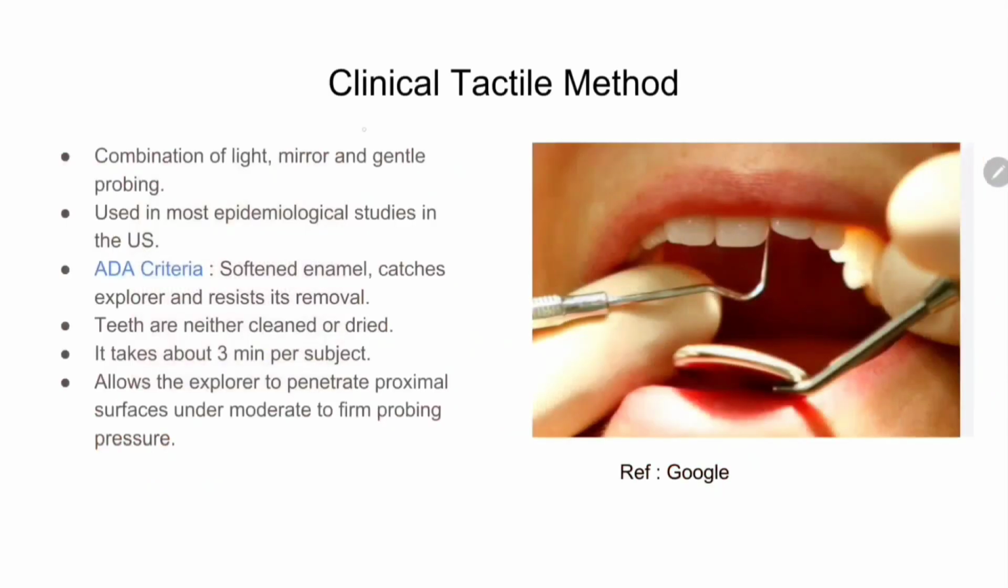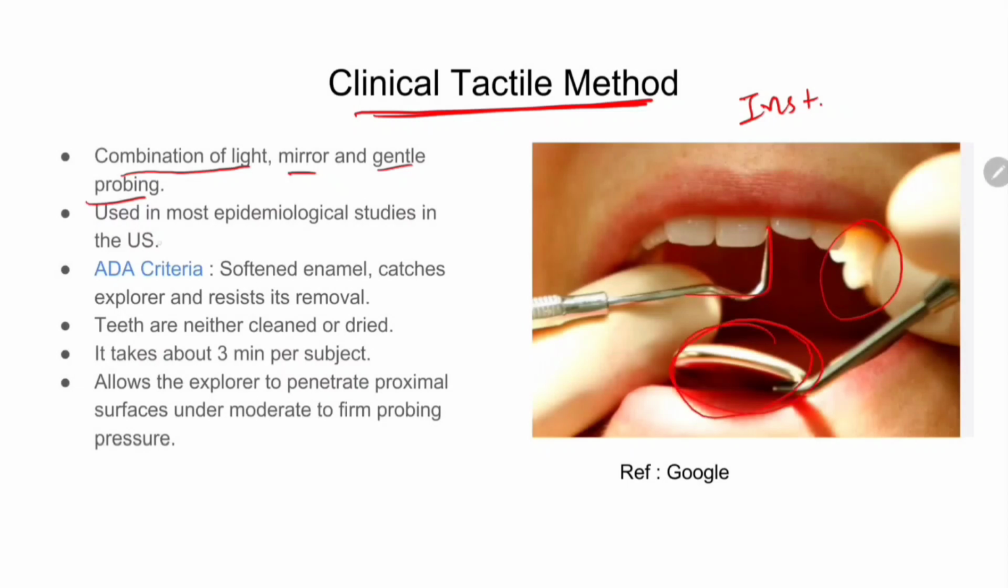Now we come to our clinical tactile method. In this, apart from the visual method, we are using instruments to diagnose dental caries. So it is a combination of light, mirror and gentle probing. As you can see in this image, light, probe and mouth mirror. This is used in most epidemiological studies in the US.